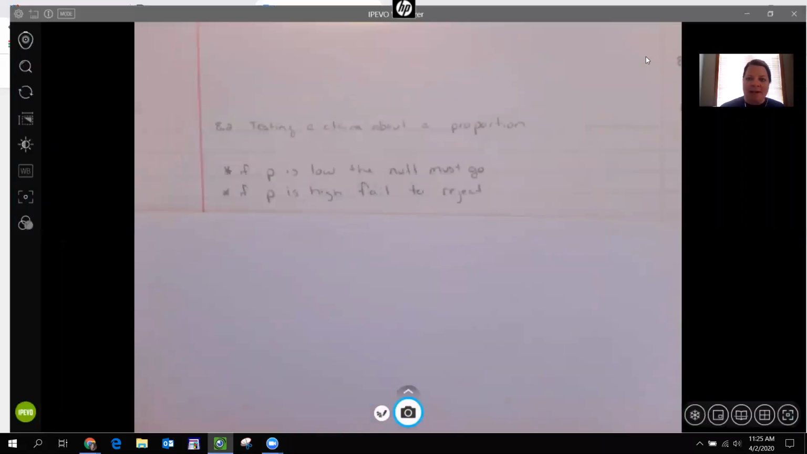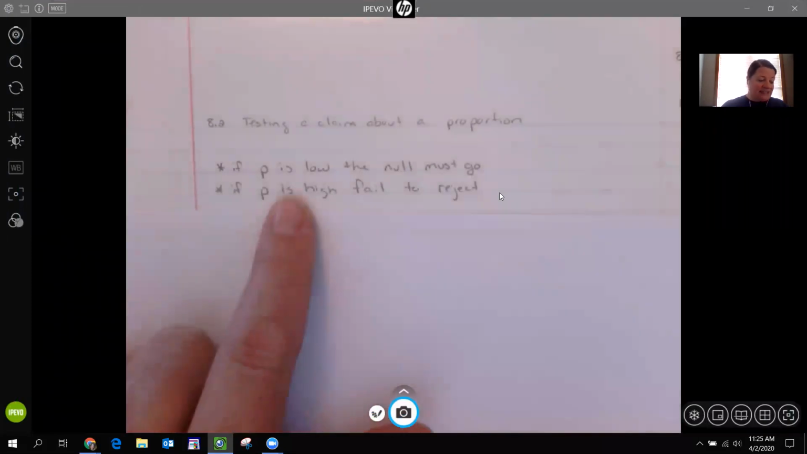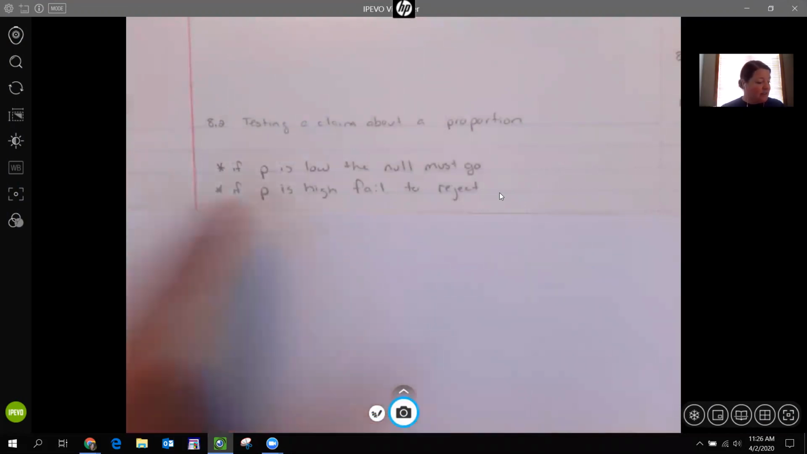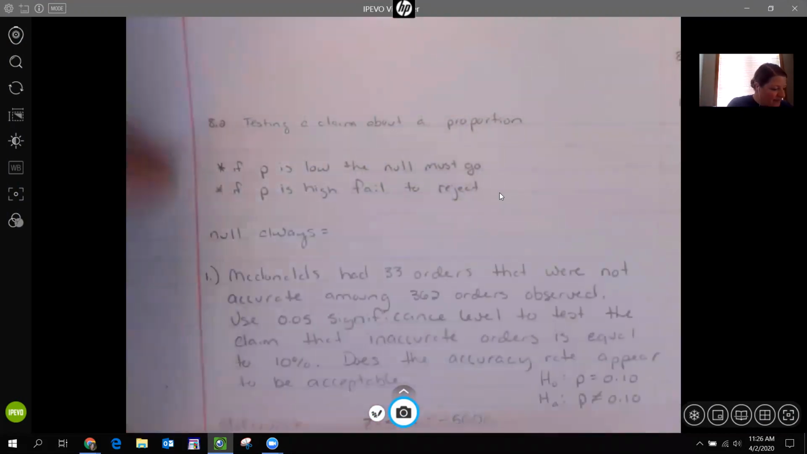And I want to remind you of a couple things from 8.1, and that is if our P is low, the null must go, and if P is high, then we fail to reject, right? So the first one means we have enough evidence for that alternative hypothesis to be correct, and the second one is we have enough evidence to keep the original null. Okay, so let's look at a couple examples.